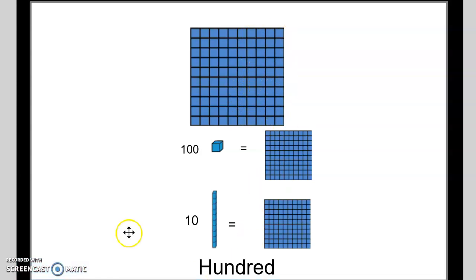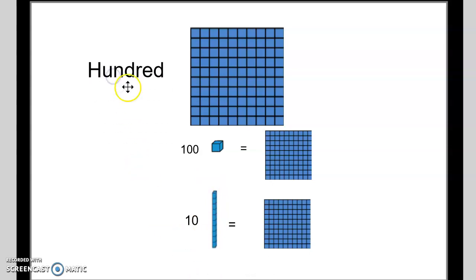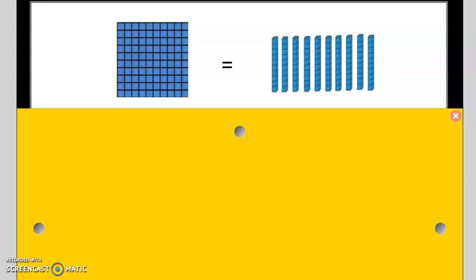So, one flat is made up of 10 of these rods. That gives me 100, and that is the word we're going to be working on today. So, 100 is a group of 10 tens. Let's keep going with our example.